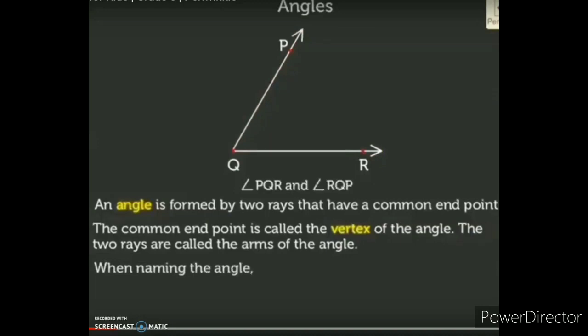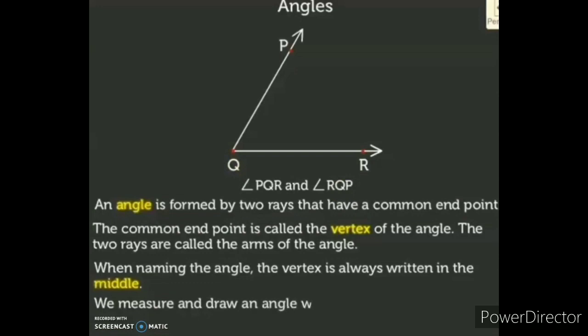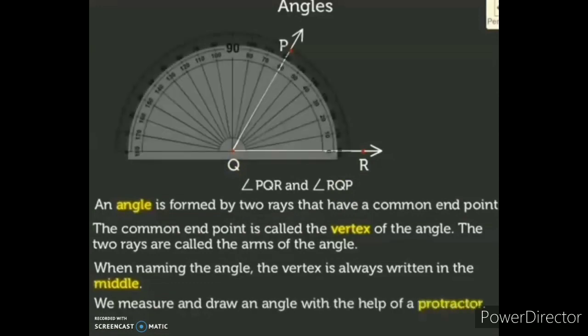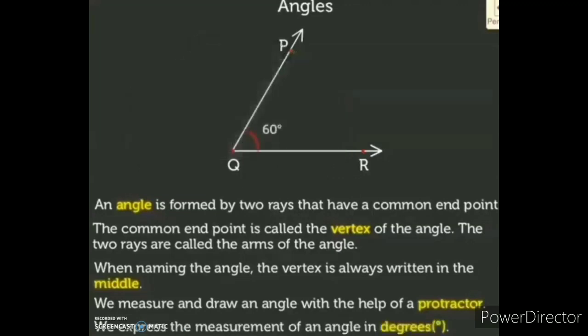When naming the angle, children, the vertex is always written in the middle. Here you can see PQR, Q is written in the middle, and RQP, Q is written in the middle. So PQR is the same as RQP. Okay? We measure and draw an angle using a protractor. Here you can see the protractor on the screen. And we express the measurement of an angle in degrees.